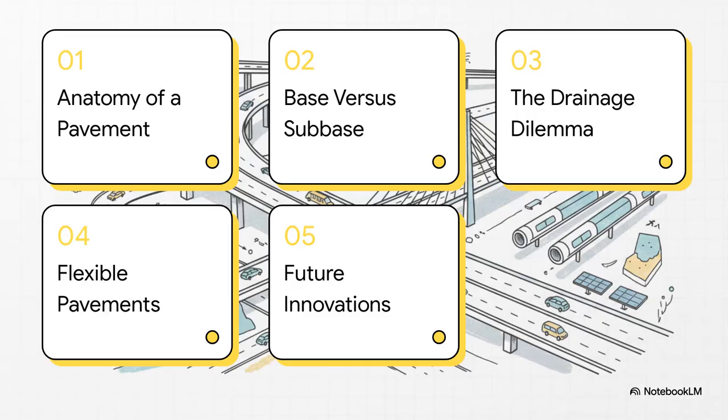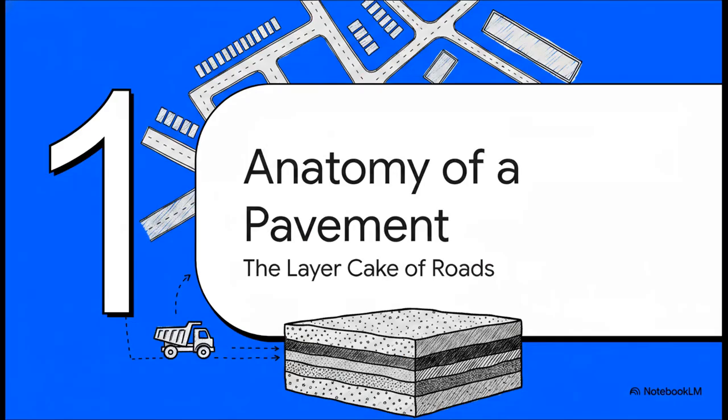Here's our structural roadmap for today's explainer. We're going to build our knowledge from the ground up, starting with the anatomy of a pavement. Then we'll compare base versus subbase, tackle the drainage dilemma, look at flexible pavement systems, and finally, wrap up with future construction innovations.